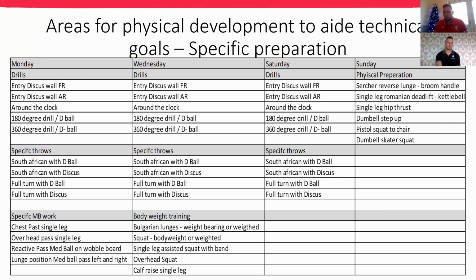Overhead squat is very important for discus throws, and obviously a single leg calf raise. And then on the Sunday, we've got a Zercher reverse lunge just with a broom handle. We've got single leg Romanian deadlift with a kettlebell, single leg hip thrust, dumbbell step up, pistol squat, and one of my personal favorites is the dumbbell skater squat, which moves side to side.